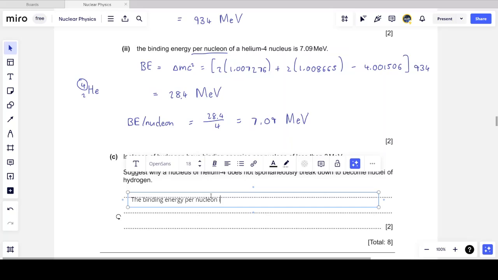So the binding energy per nucleon is higher in the helium-4 than the hydrogen isotopes. So why would helium spontaneously break down if it's going to have a lower binding energy per nucleon and become inherently more unstable? So what does this mean? It would require a large amount of energy to separate the nucleons to infinity.